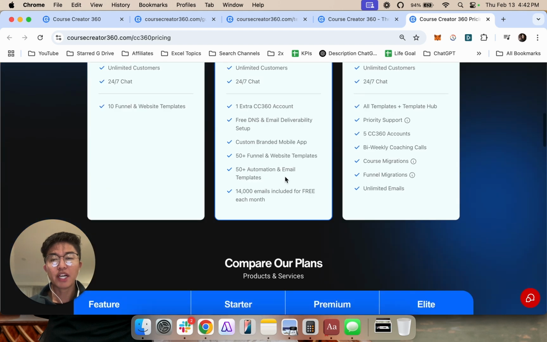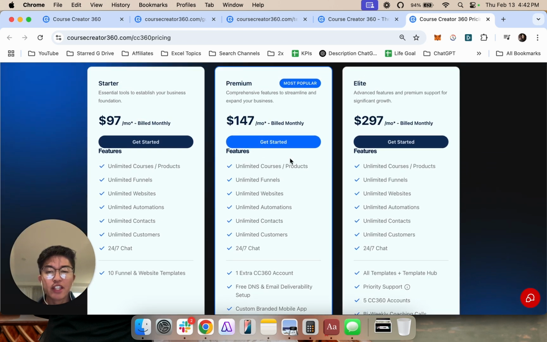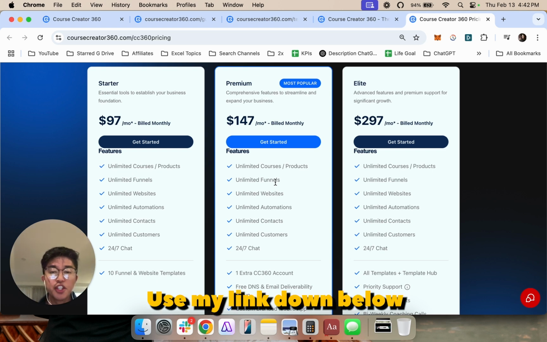Starting with the premium plan, you do get all these templates, which are extremely helpful just because I feel like people shouldn't start from scratch when they don't know what works. So these templates, email templates, funnel templates, website templates, automation templates are extremely helpful, and you get that within their premium plan.